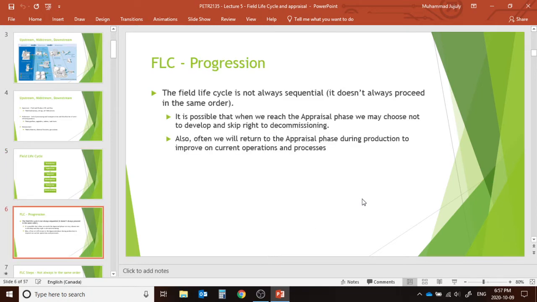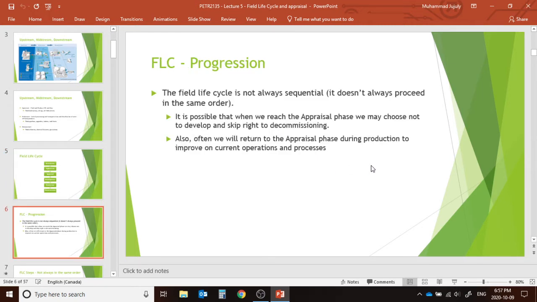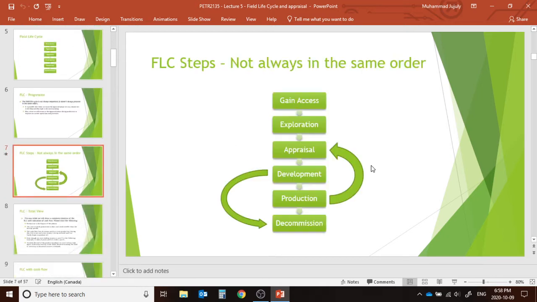The cycle could be sequential or could not be. Sometimes we do the exploration and start doing the development and appraisal together, in parallel. Or sometimes we do the appraisal in the middle, I mean at the end of the development. It all depends on the situation. And sometimes we even do not do the appraisal at all. That happens.